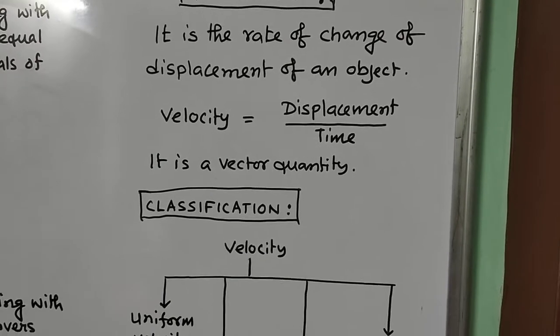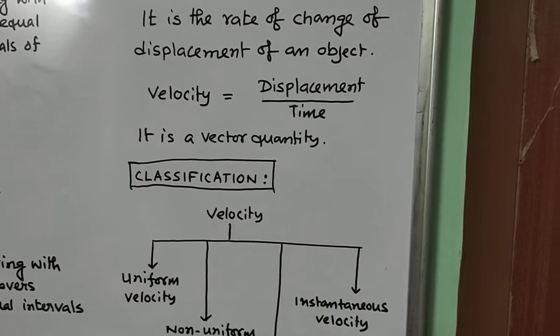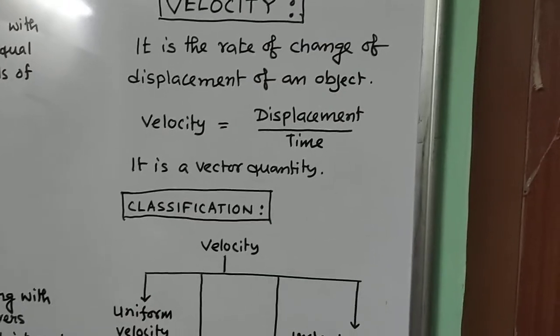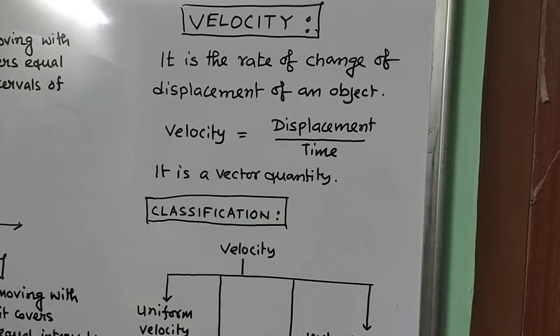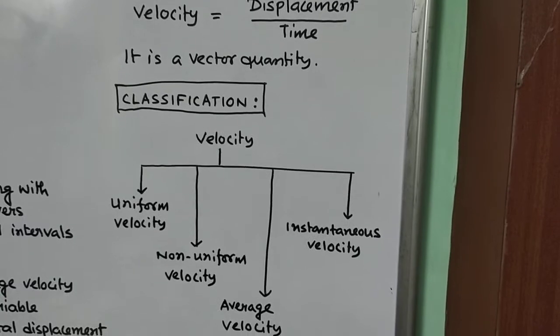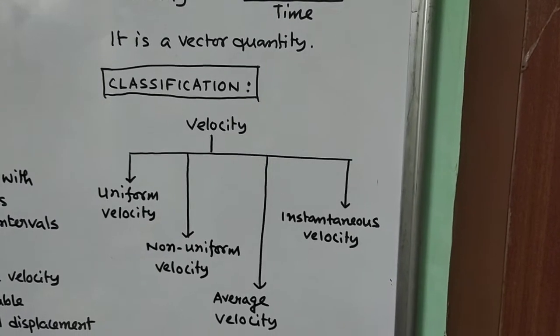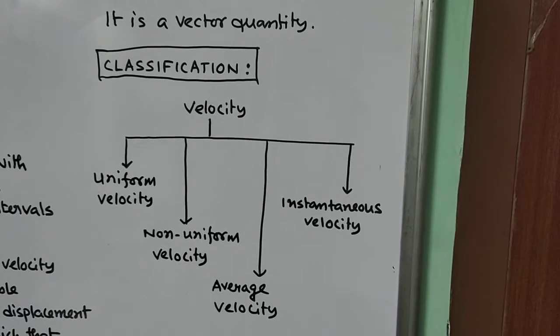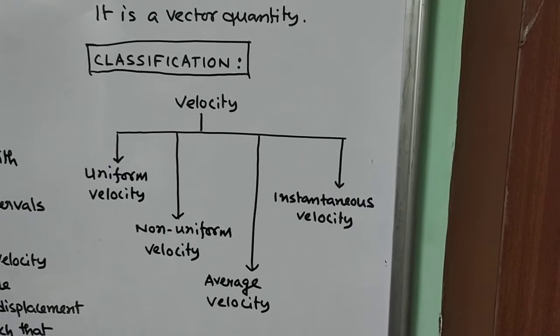Now regarding classification, we have already discussed the classification of speed. In the case of speed, the formula is distance by time, and in the case of velocity, it is displacement by time. The classification is the same as in speed. So velocity can be classified as uniform velocity, non-uniform velocity, average velocity, and instantaneous velocity.